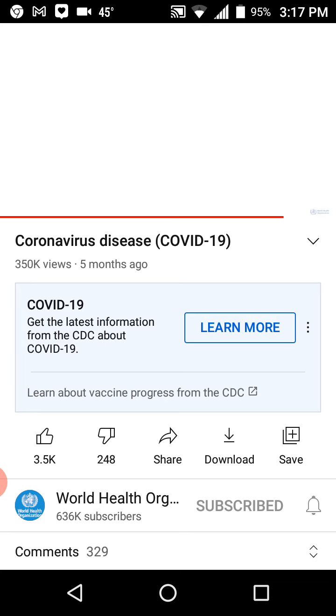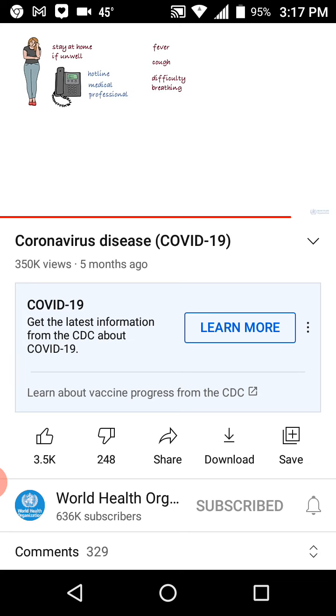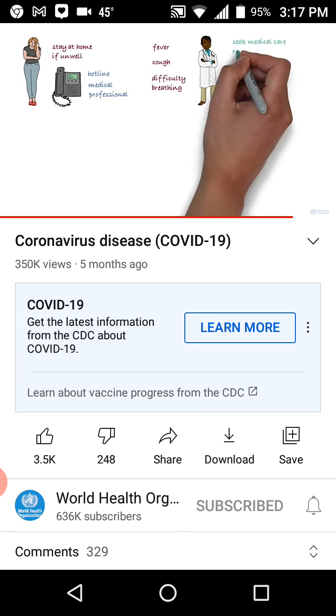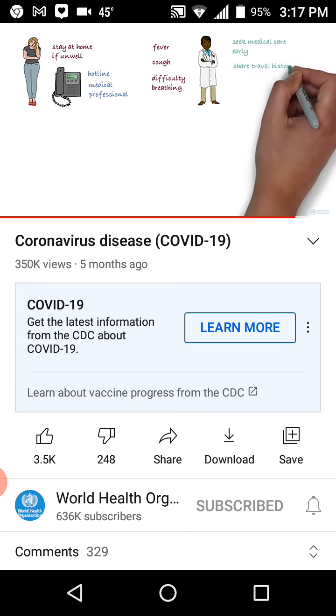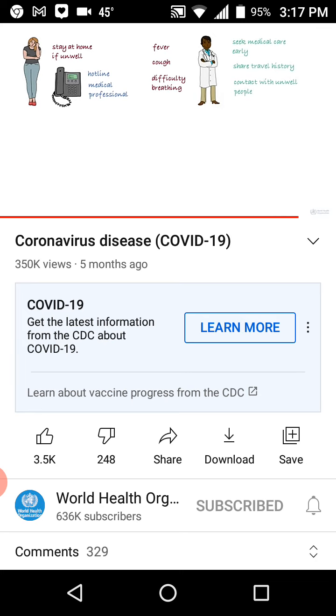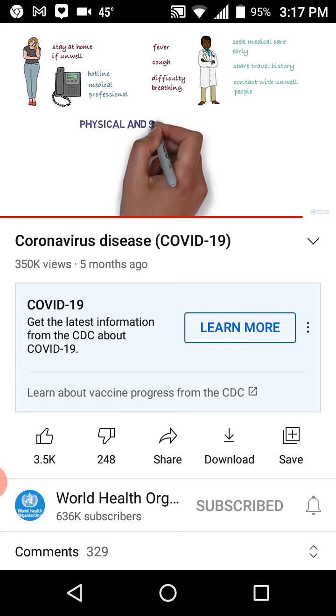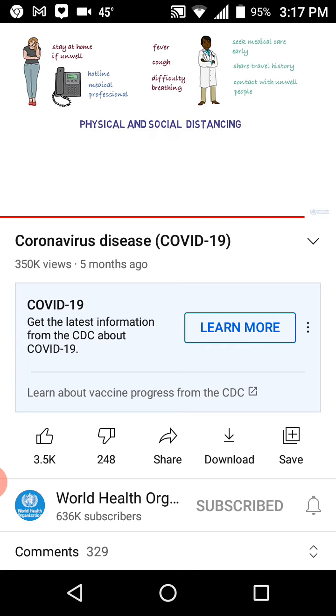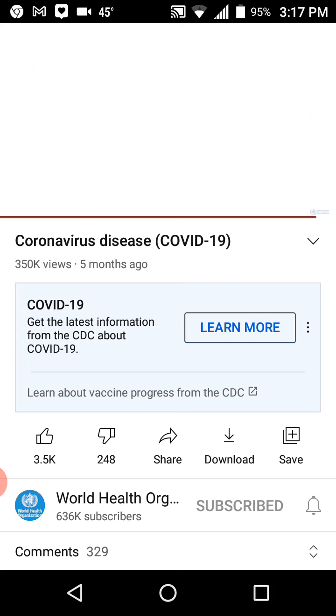It's important to stay home if you're feeling unwell and to call a hotline or your medical professional. But if you have a fever, cough, or difficulty breathing, seek medical care early and share your travel history or contact with someone unwell with your healthcare provider. In some areas, governments have implemented specific physical and social distancing measures to prevent the spread of the outbreak. It's important to follow their advice. Vaccines to prevent COVID-19 are currently under development, and scientists around the world are working hard to make this happen.